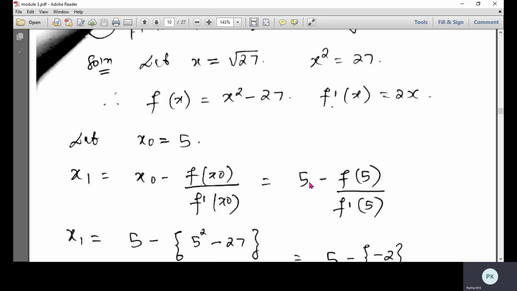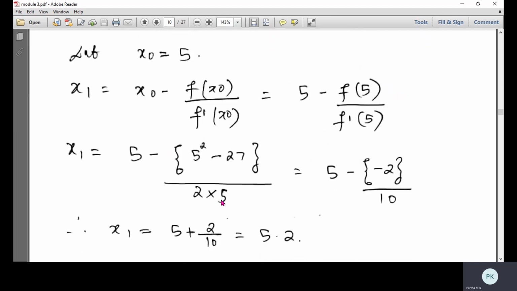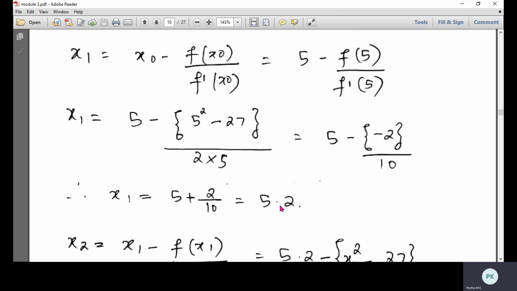Substitute here: x0 is 5, minus f of 5 by f dash of 5. What is f of 5? Take f(x), put x is equal to 5: 5 squared minus 27. F dash 5 means put x is equal to 5: 2 into 5. So you will get the value x1 is equal to 5.2.